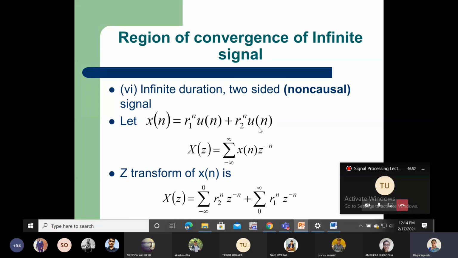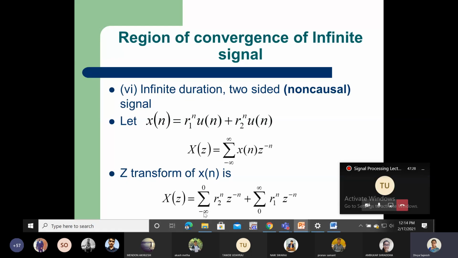Then only the definition will be correct, because here I have not mentioned the summation limits. So I cannot directly write R2 raised to n u of n as a left sided signal, because I have not mentioned the limits. Otherwise you have to mention it as u of minus n. Okay, understood what I told? Yes, ma'am, understood.